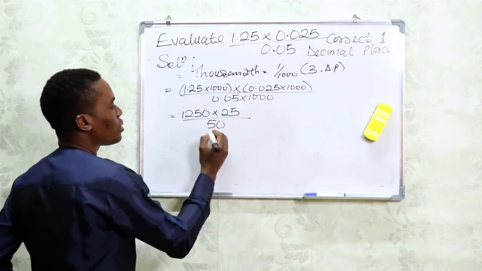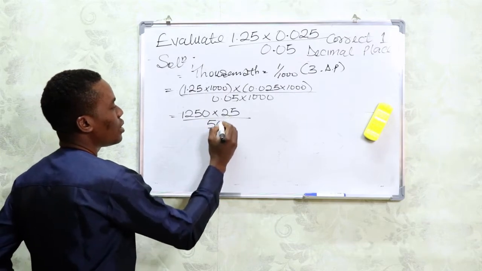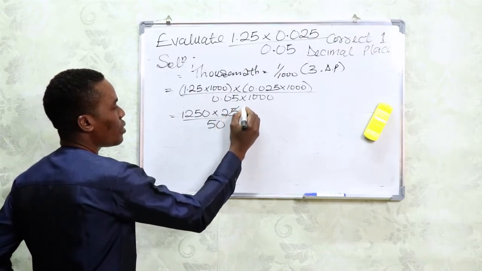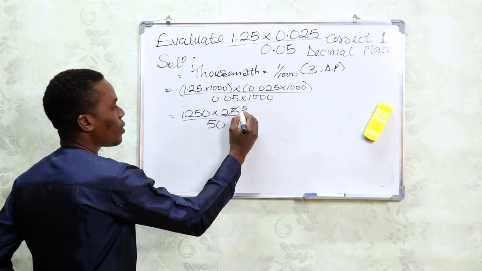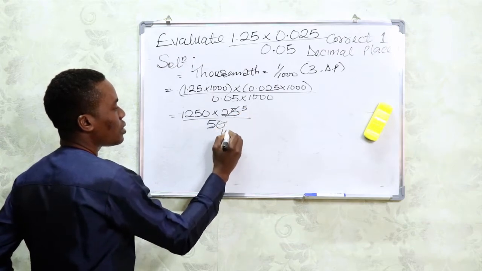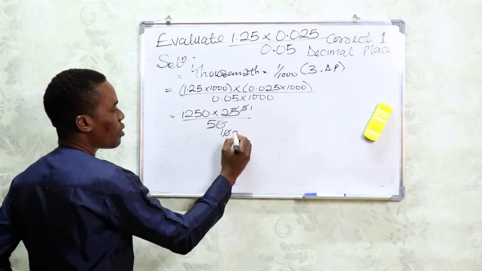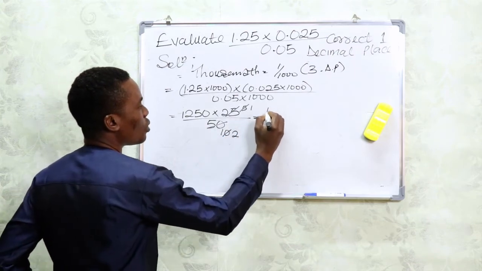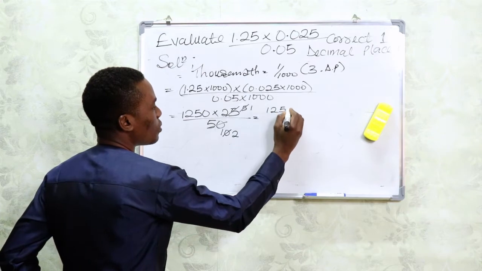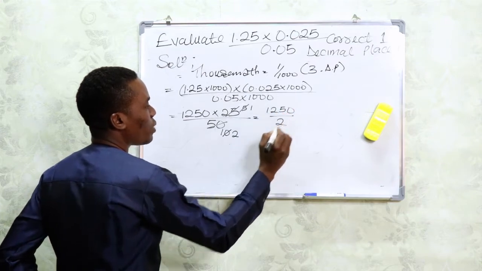Now let's go about cutting this to the smallest term. 5 here will give us 5. 5 this way will give us 10. 5 this way will give you 1. 5 this way will give you 2. So we are left with what? 1250 divided by what? By 2.